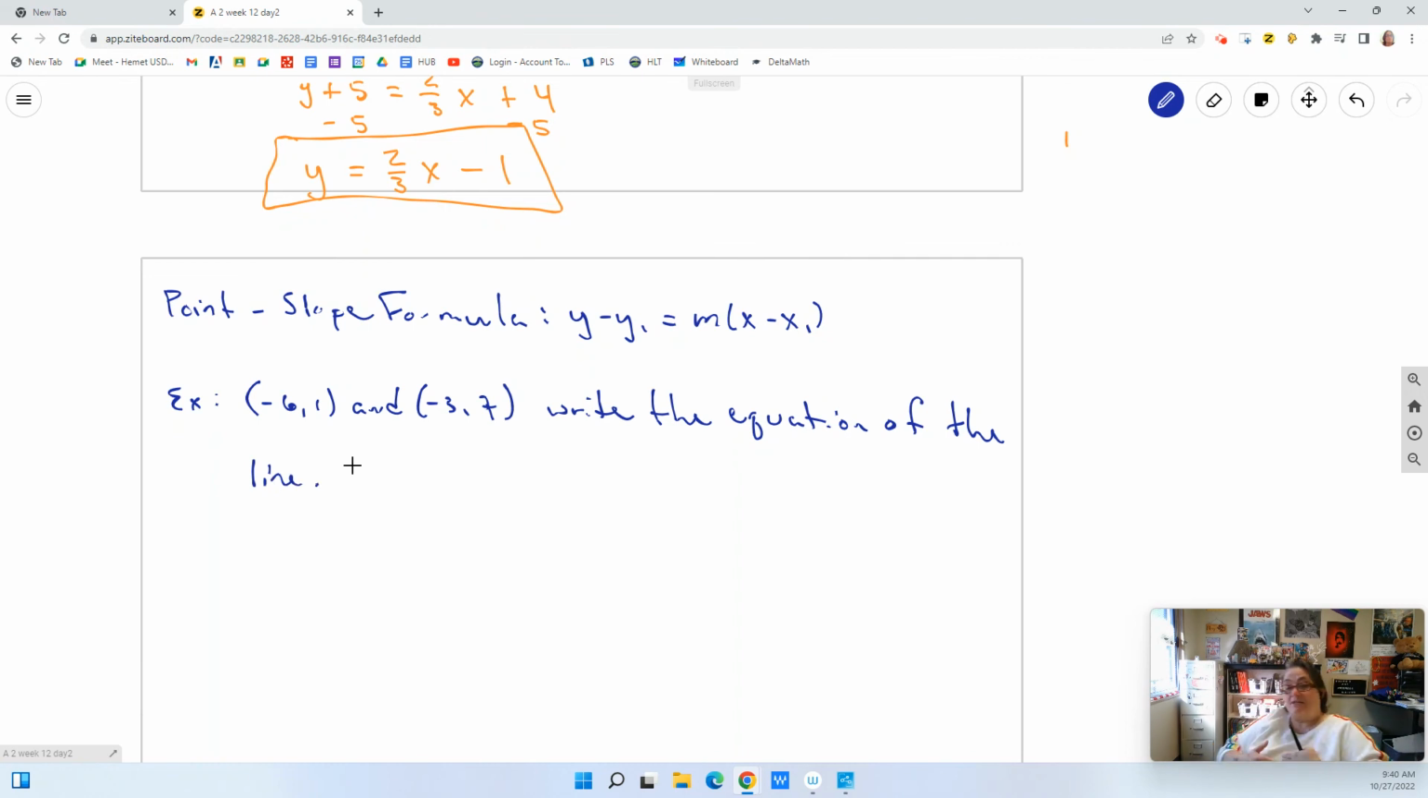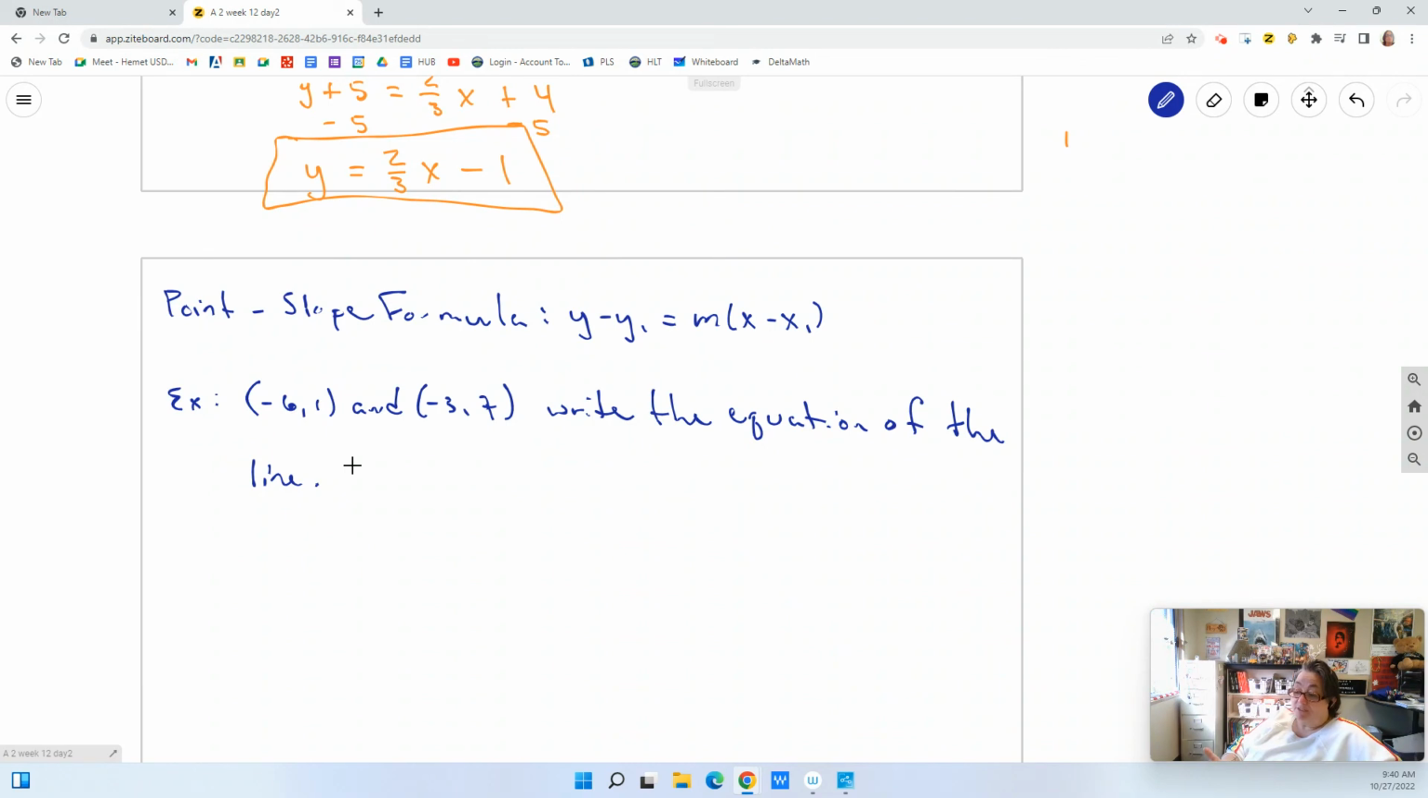So when I look at this, I go, okay, well, it's easy to come up with a point, right? I've got 2 of them. I can use either one for the x1, y1. Doesn't matter which one I pick. The problem is I don't know what m is, right? I don't know what that slope is. So we would have to use what we call the slope formula.